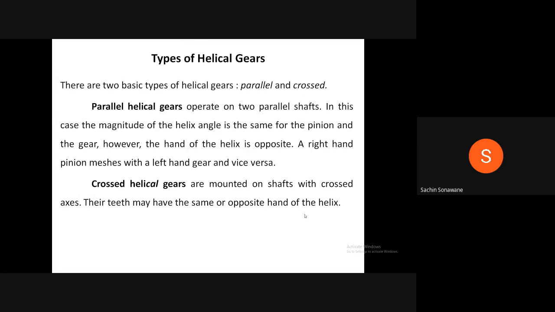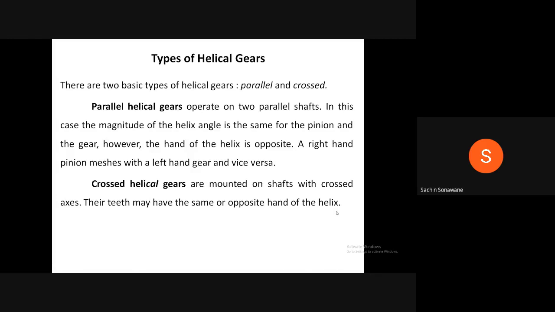Now, next, types of helical gears. There are two basic types of helical gears, parallel and crossed. Parallel helical gears operate on two parallel shafts. In this case, the magnitude of the helix angle is the same for the pinion and the gear. However, the hand of the helix is opposite. A right hand pinion meshes with a left hand gear and vice versa. Now, crossed helical gears. Crossed helical gears are mounted on shafts with crossed axes. Their teeth may have the same or opposite hand of the helix.